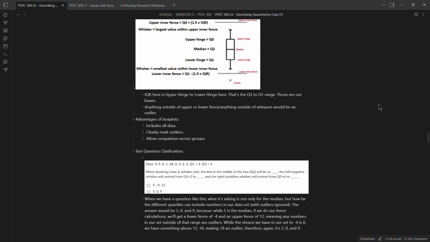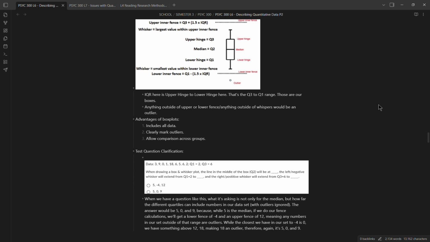In our data set, the closest number we have to 12 is 9, but we have an outlier which is 18. So when it's asking us what the right whisker will extend from Q3 to, we know that it will extend to 9. That is the closest number to our upper fence.